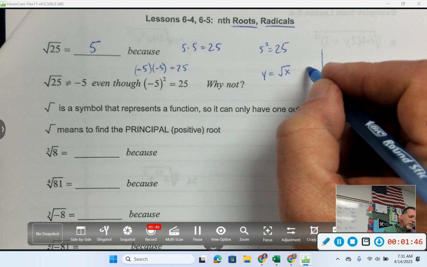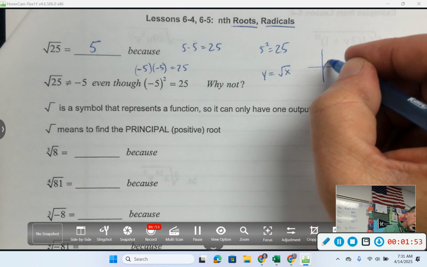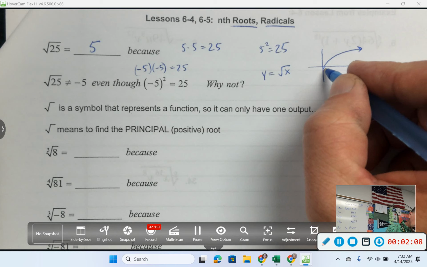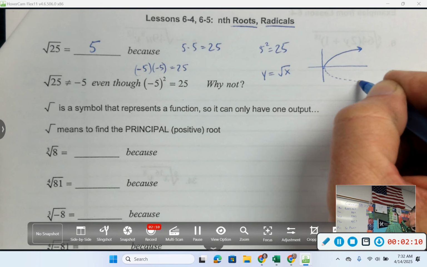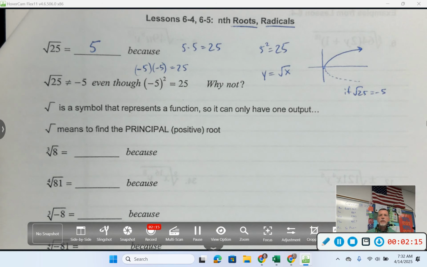Here's a better explanation. You know what the graph of the square root looks like, I think. But if we also took the negative, like if the square root of 25 was also negative 5, it'd be a perfect sideways parabola. If the square root of 25 equals negative 5, we'd have that. But what's wrong with that graph now? It's not a function.